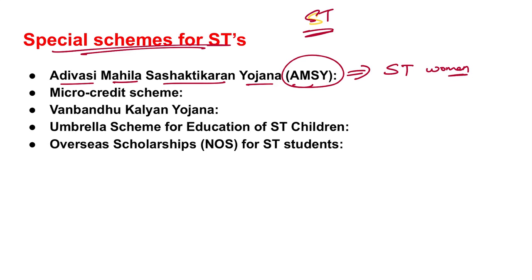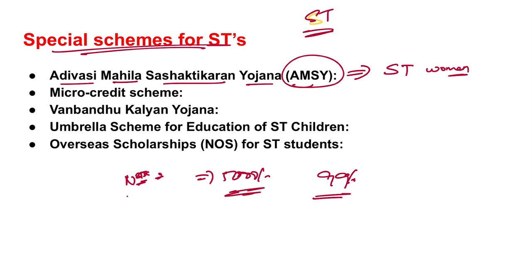So under this scheme, the National Scheduled Tribe Development Corporation provides a term loan for scheme projects which cost up to 50,000 per individual unit or per profit center, and financial assistance of up to 90% of the cost of the project is provided by this National Scheduled Tribe Development Corporation.